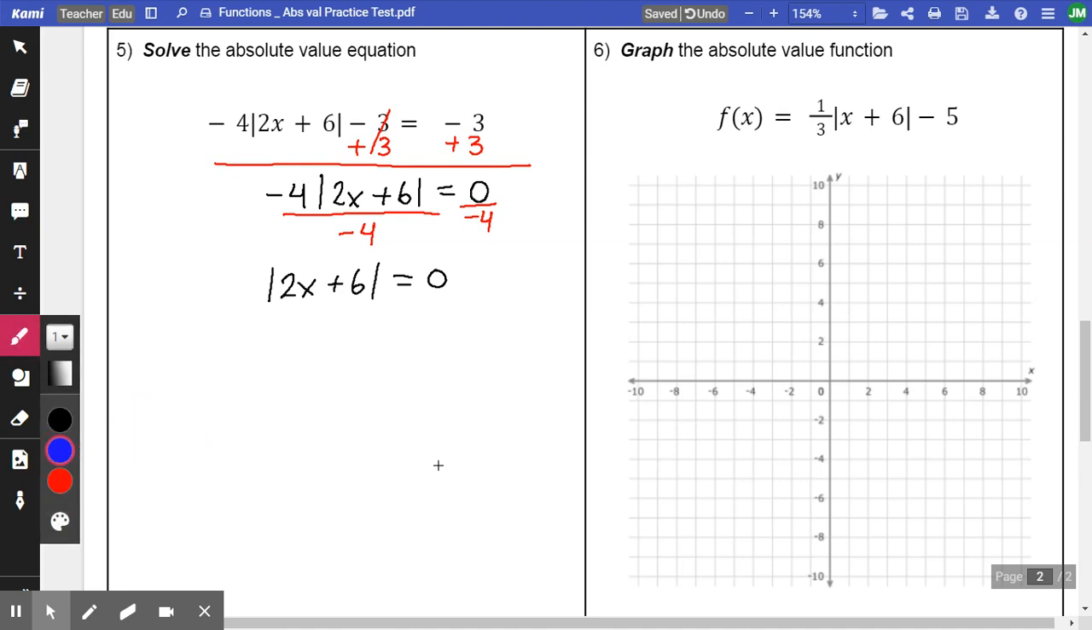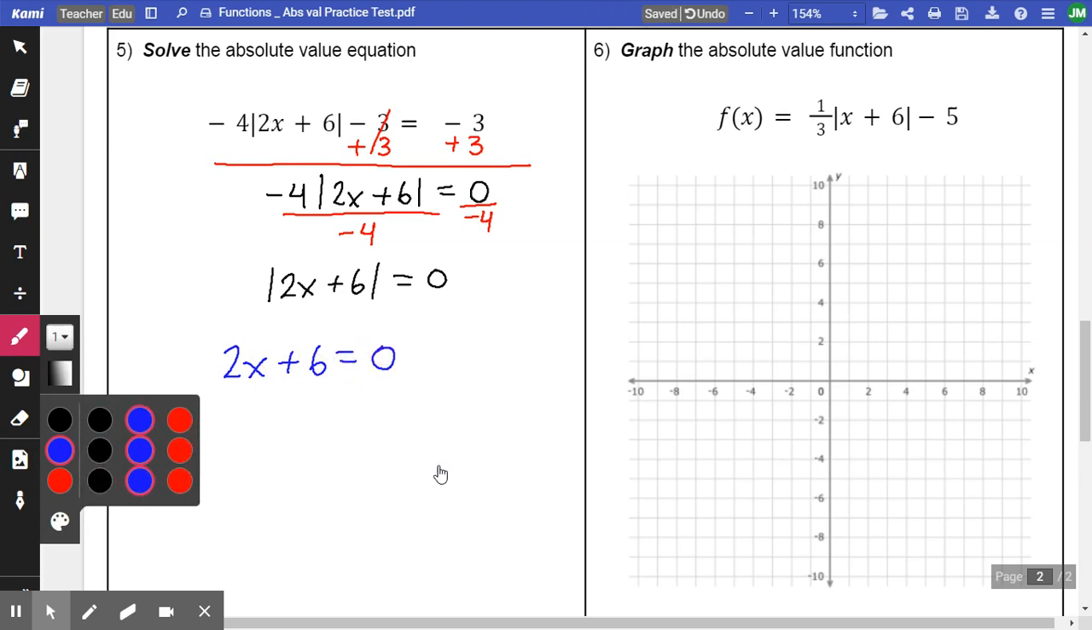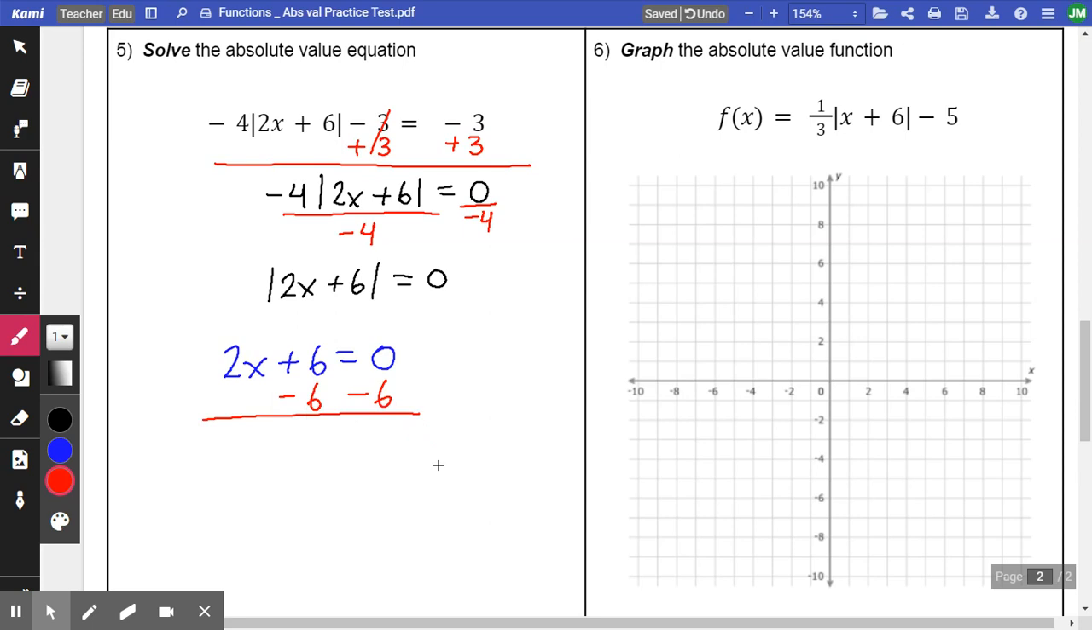So the solution that we have is 2x plus 6 is equal to 0. It's a two-step equation, so let's subtract 6 on both sides. And then we have 2x equals 0 minus 6, which is negative 6. Our last step is to divide both sides by 2.